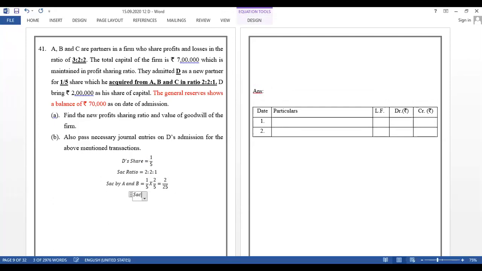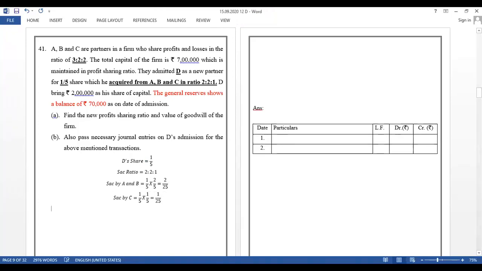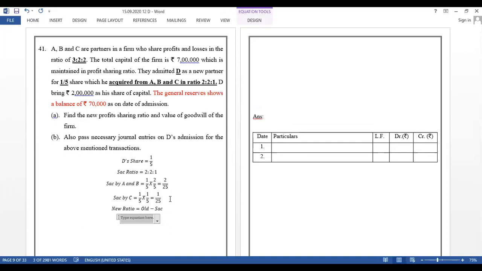Next is sacrifice by C. That will be equal to 1 by 5 into 1 by 5, so this will be equal to 1 by 25. Sacrifice share is there with us. Now we need to calculate the new ratio. New ratio, we all know the formula, is equal to old minus sacrifice, right? So let us write over there.